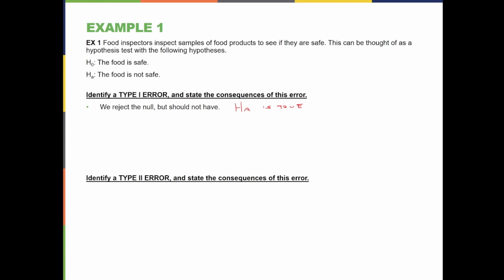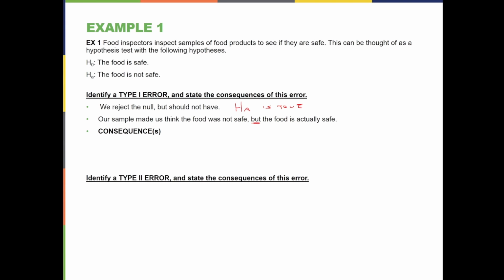So let's write that in context. We think the food is not safe. Our sample made us think the food was not safe, but it's an error. So the food is actually safe. So it's very important that you understand that an error was made if we're talking about a type 1 error. We want to consider what that error suggests.